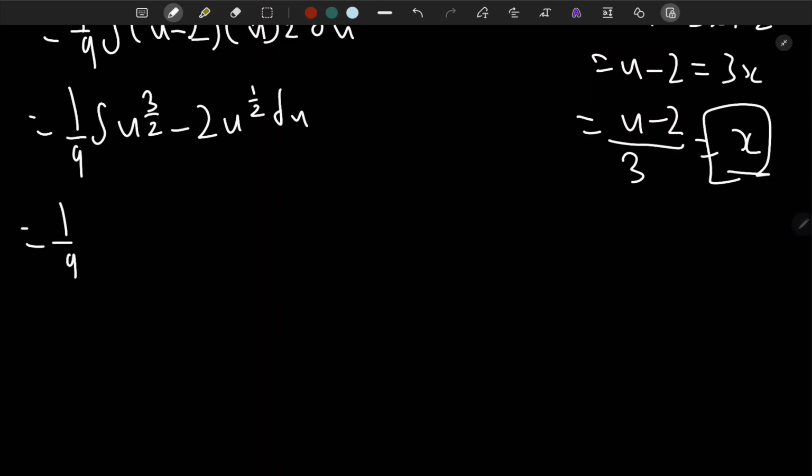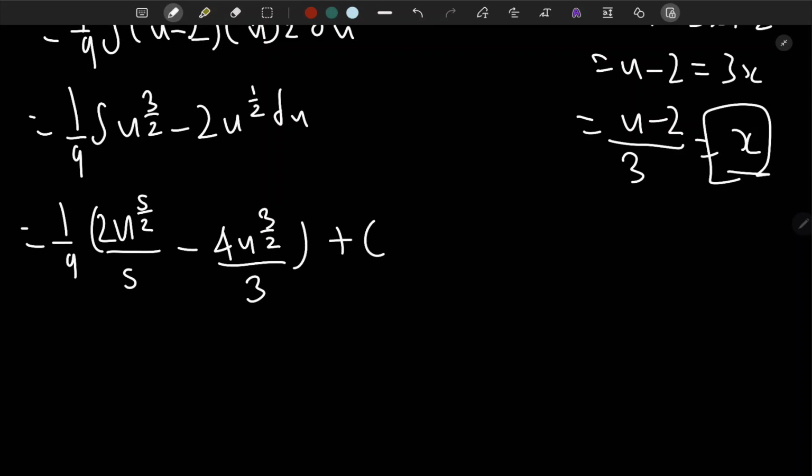So it is equal to 1 over 9 integration, open brackets, u v plus 1, so it's going to be 5 over 2 over 5, and I'm going to bring the 2 directly up, because once this goes down you can bring it up. So I'm going to make it the numerator, minus 2u, and here is going to be 3 over 2 over 3 over 2. So again I'm going to just bring it up here and multiply it. So 2 times 2 is 4. And we close the brackets and plus c.